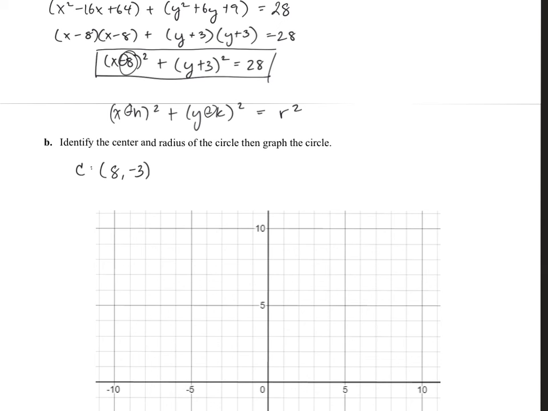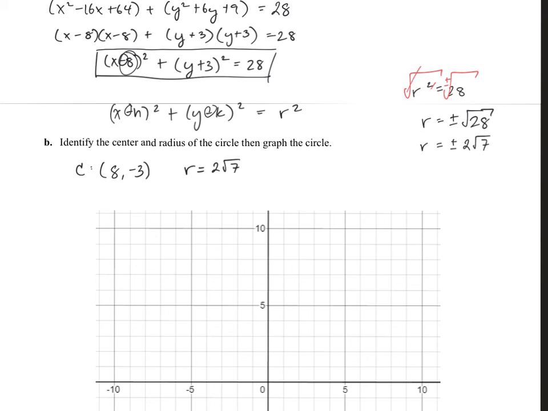All right. And then r squared. Well, I know that r squared equals 28, but I don't want r squared. I want my radius, which is just r. So to solve for my radius, I need to square root both sides. Remember that plus or minus. Then r is going to equal plus or minus the square root of 28. Can we simplify that? Yeah, that's 4 times 7, so r is going to equal plus or minus 2 root 7. Now, the negative is extraneous because you can't have a negative radius, so we'll just take the positive. So r equals 2 root 7.